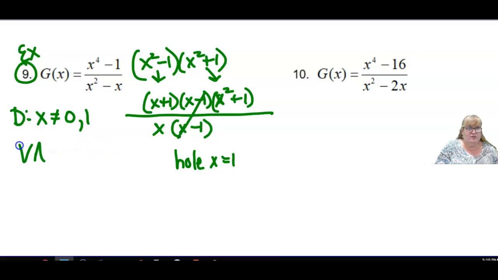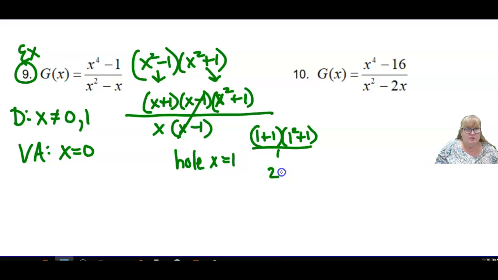Then we're going to divide this out. There is going to be a vertical asymptote at the remaining denominator, x equals 0. For the hole at 1, when we plug a 1 back in, 1 plus 1 times 1 squared plus 1 all over 1 will be 2 times 2 over 1, or 4. The hole is at (1, 4). And we need end behavior. End behavior is going to be degree 2. It's top heavy.